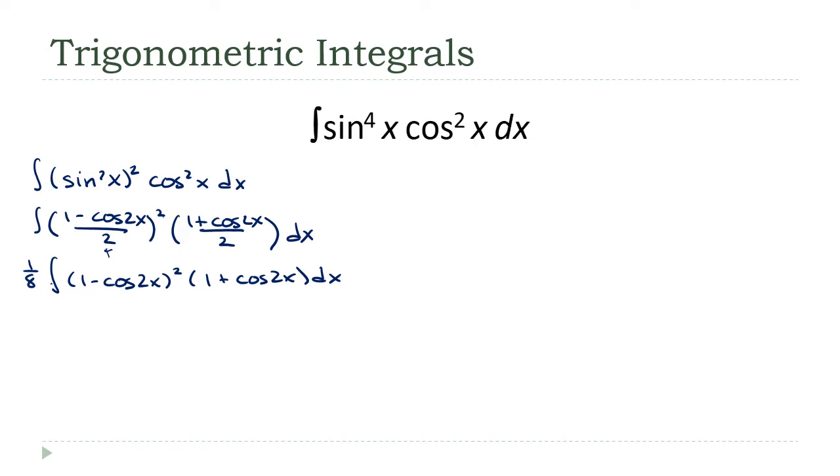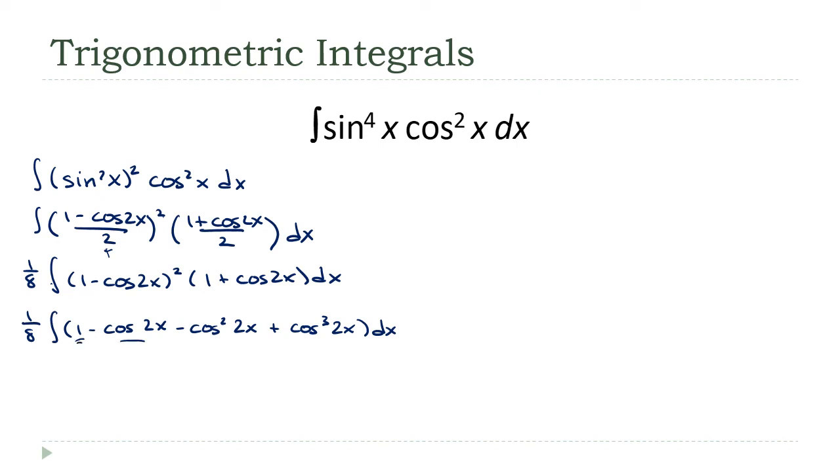Okay, now you really do just have to multiply all of this expression out so that it has just powers of cosine 2x in it. And I did this in advance. So this is 1/8 the integral of 1 minus cosine 2x minus cosine squared 2x plus cosine cubed 2x dx.